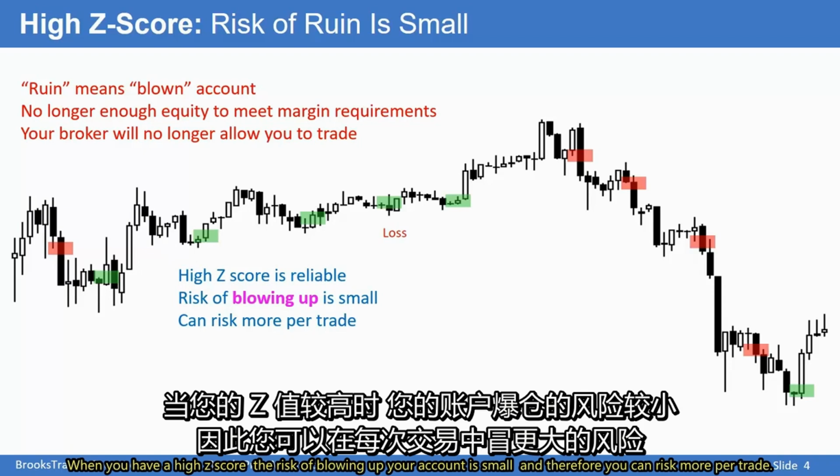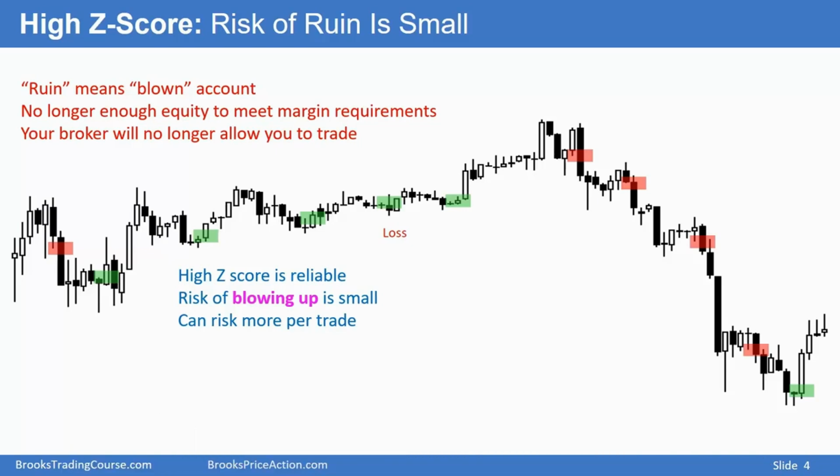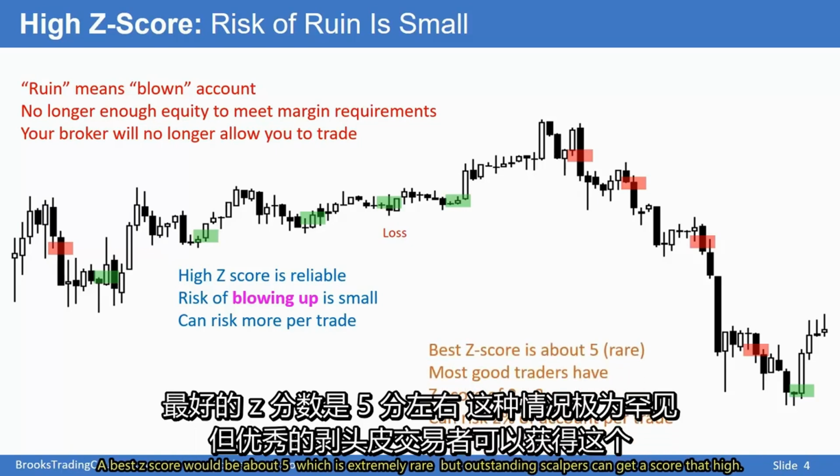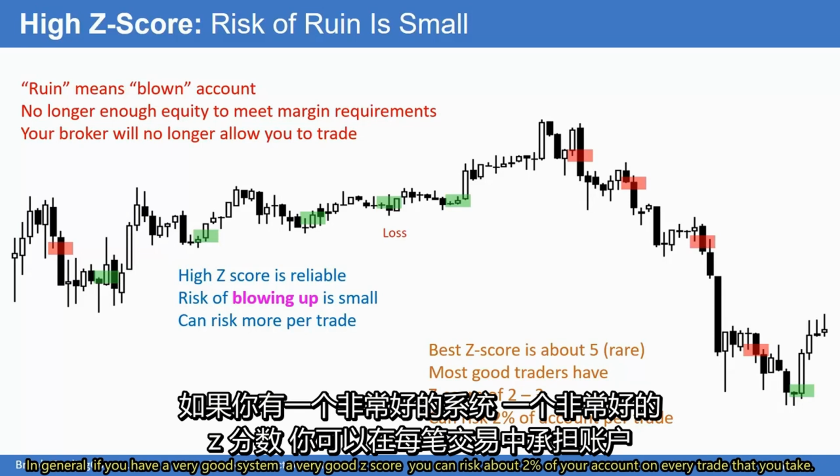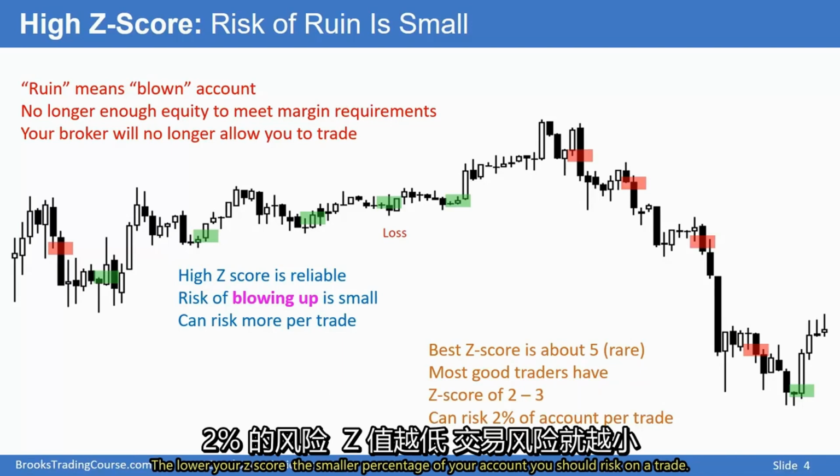When you have a high Z-score, the risk of blowing up your account is small, and therefore you can risk more per trade. A best Z-score would be about 5, which is extremely rare, but outstanding scalpers can get a score that high. A really good Z-score is 2 to 3. In general, if you have a very good system, a very good Z-score, you can risk about 2% of your account on every trade that you take.